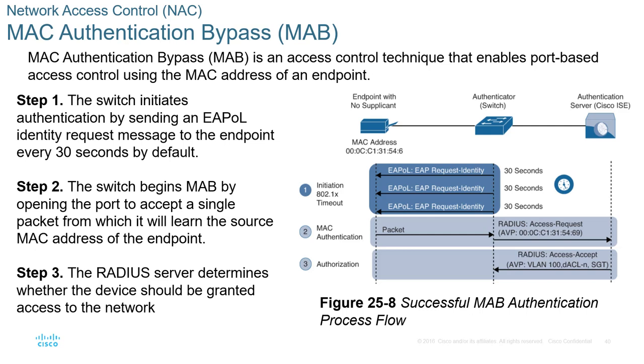The MAC authentication will send a packet to the authenticator. The authenticator will take the received packet, notice the MAC address, and then send a RADIUS access request to either the RADIUS device or the Cisco ISE device. The Cisco ISE device, if allowed, will return with the appropriate message. That's going to be the authorization functionality.